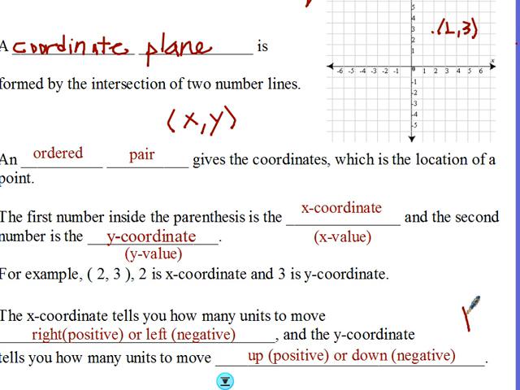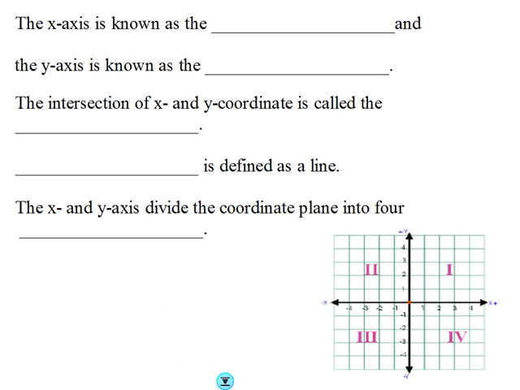Okay, I would put a star next to these. These are the most important ones. For the x-coordinate, you move right or left, and for the y-coordinate, you move up or down. And you have to know that when you move right or up, that's when the number is positive. You move left or down when the number is negative. Okay, let's move down the notes.